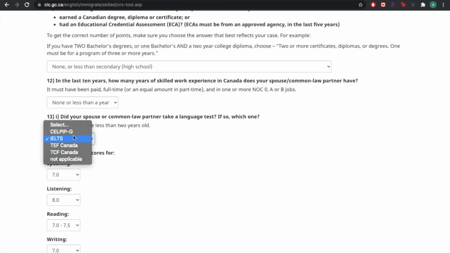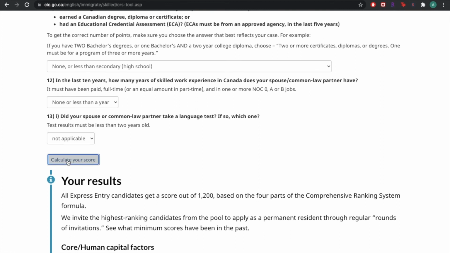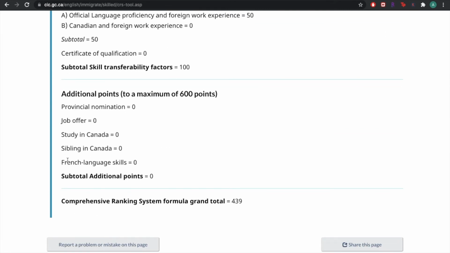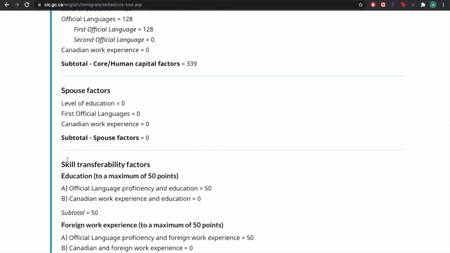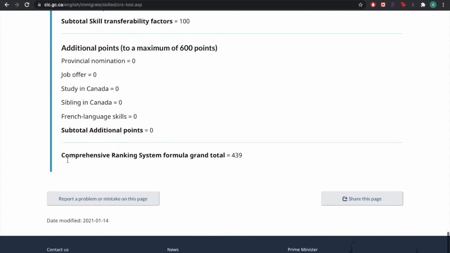Also, the spouse has refused to write IELTS. We also put non-applicable. Just look at it. It drops to 439 because your spouse is literally taking points from you but not giving points back to you. They're refusing to have their degrees evaluated if they have one or writing the English exam. See here, it says 439.